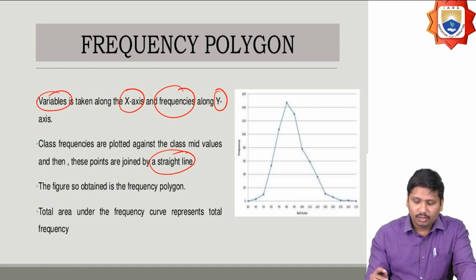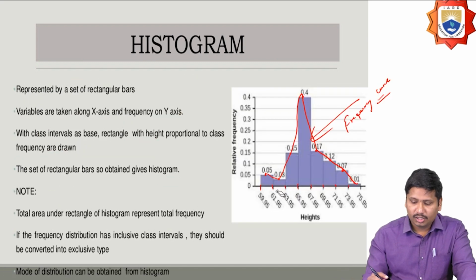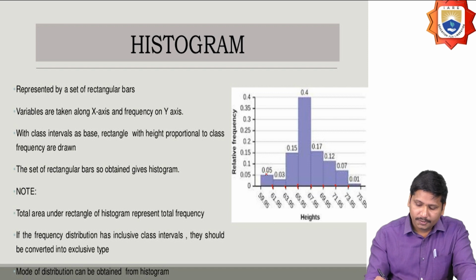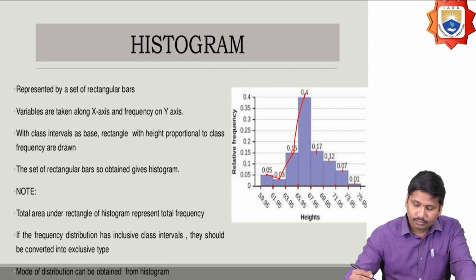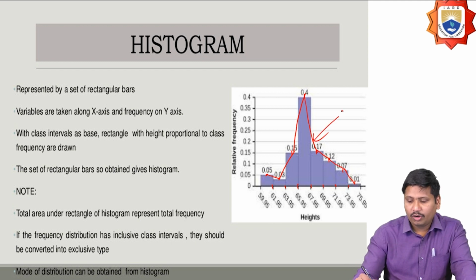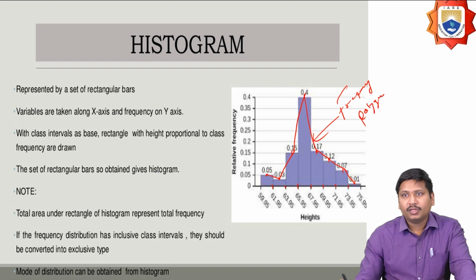After that, previously how the histogram is constructed, no? Here also it is the same thing. Once you identify the mid values of each rectangle bar like this, these midpoints are going to be joined with a straight line, right? So the curve we obtain should be the frequency polygon.